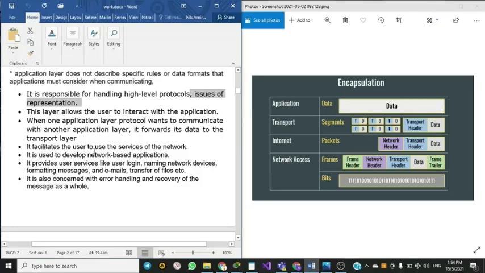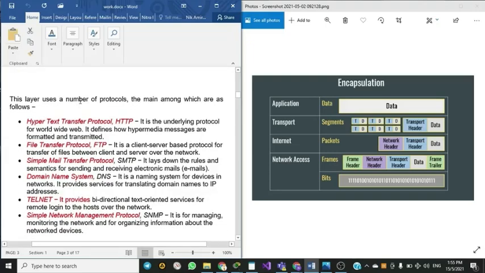It facilitates the user to use the services of the network. It is used to develop network-based applications. It provides user services like user login, naming network devices, formatting messages, and email transfer and sending. Basically, the application layer is where the user would interact with the data itself. So, like email or video and things like that. It is also concerned with error handling and recovery of messages.